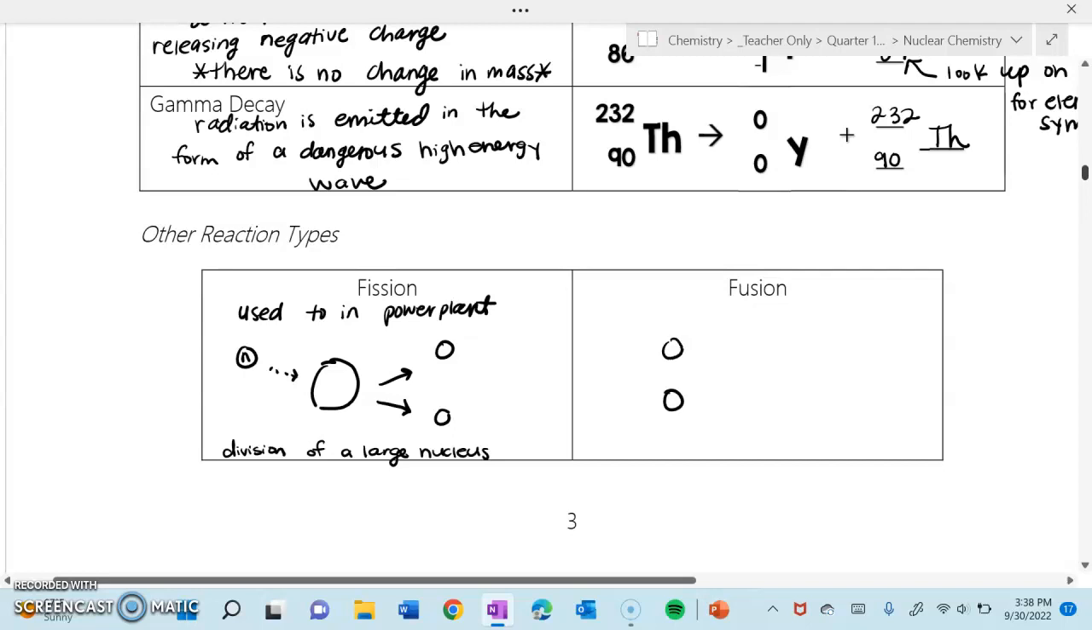And it looks like this if I were to draw a picture. So let's say joining of nuclei. And fusion only happens on the stars and in the sun. It releases so much energy, more than fission. And it is not a reaction that we have actually been able to figure out how to do on Earth, which is probably a good thing, because it's so much energy.